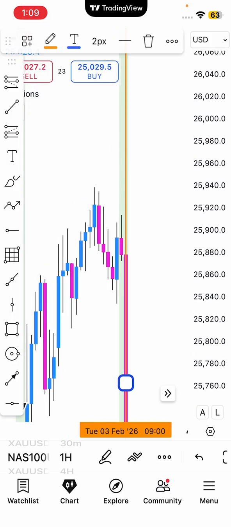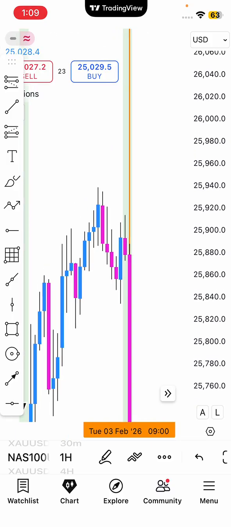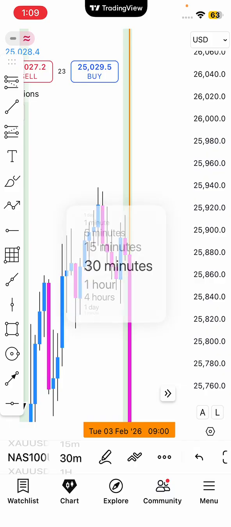What do I notice on the 1 hour? 1 hour is bullish, so I don't see any setup. So I need to drop down to the 30 to the 15.